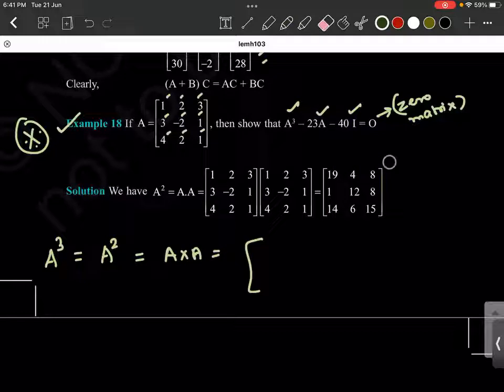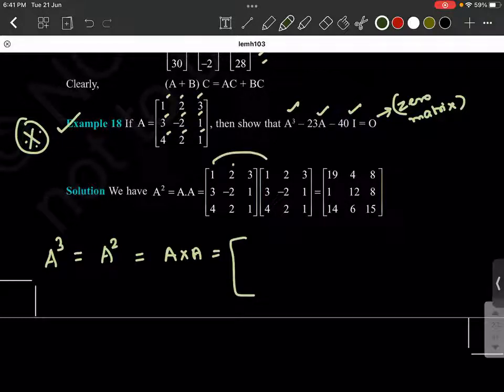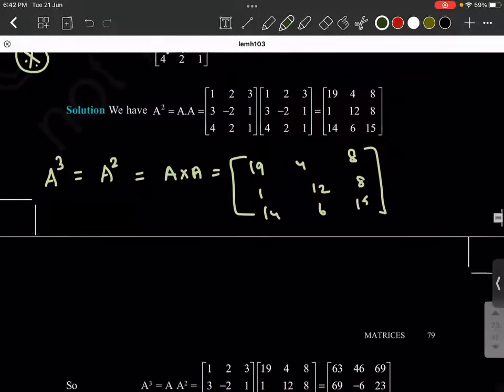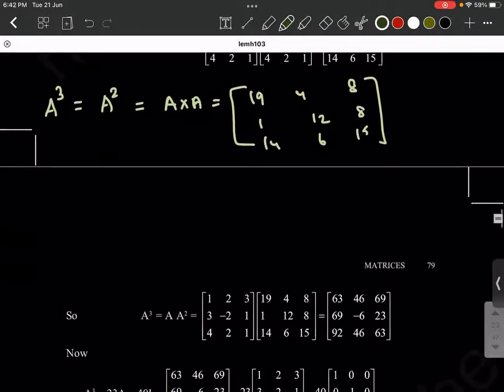So let us do it actually. So 1 plus 1, 1 into 1 plus 2 into 3 is 6, 7. 7 plus 12 is 19. So I think you will get the same: 19, 4, 8; 1, 12, 8; and 14, 6, 15. Okay. Then what is going to be A cube?